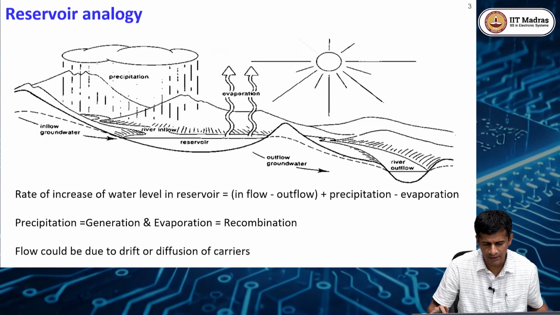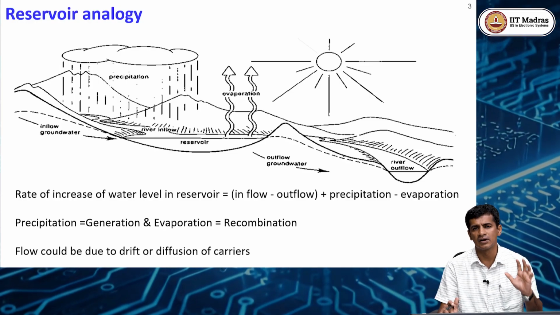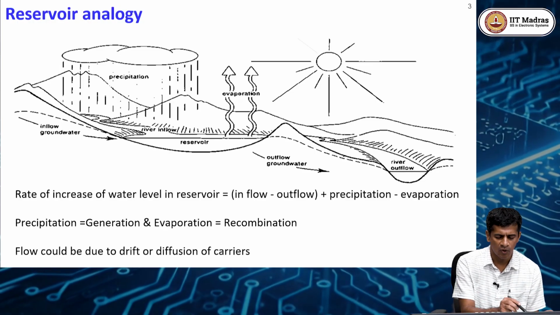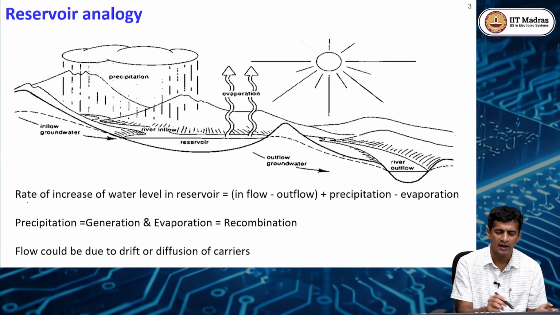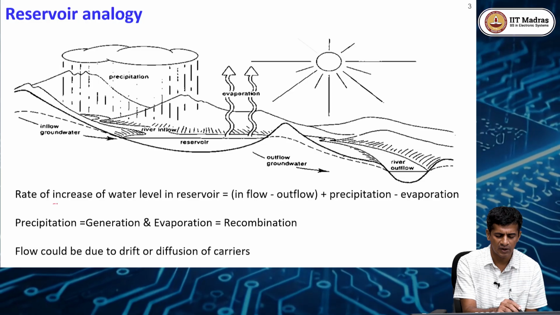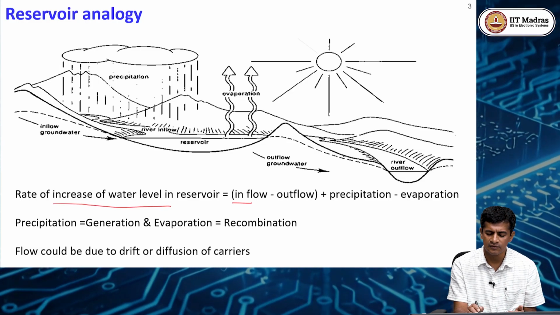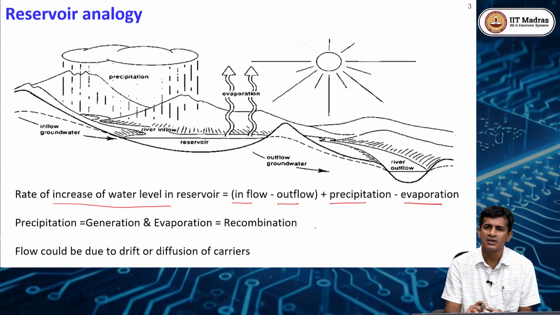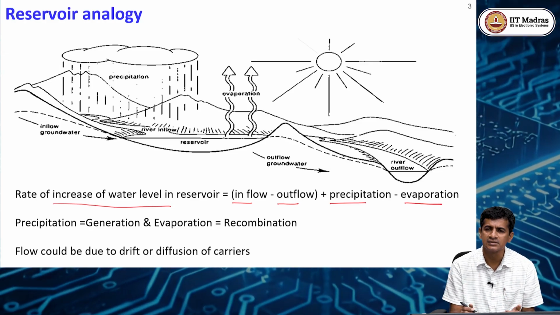So let's go back to the reservoir analogy. We have seen this earlier. We can think about the semiconductor device like a reservoir. We are doing some kind of bookkeeping. A civil engineer may be interested in the water level in a reservoir or a dam. The water level depends upon the inflow minus outflow, plus precipitation minus evaporation. You can put the same analogy for a semiconductor device.